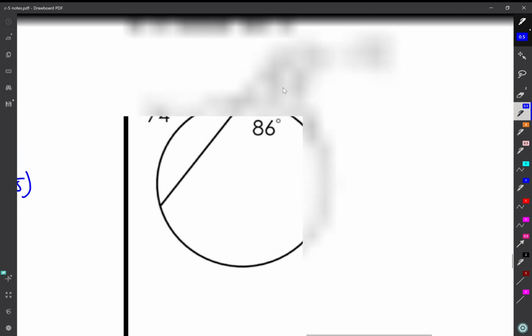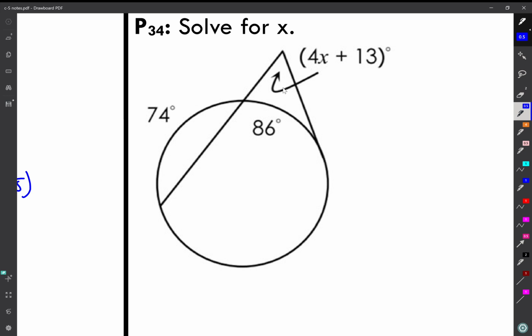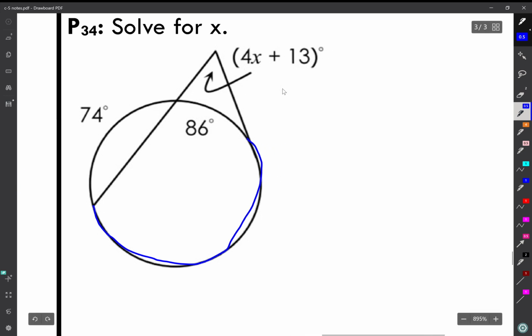Okay, so I have a secant and a tangent here. Pretty similar fashion for solving this one, except I'm going to need to find this big arc right here at the bottom. In doing that, because I know this is 86, this is 74, we'll subtract both of those from 360 first. So we'll do that on my calculator.